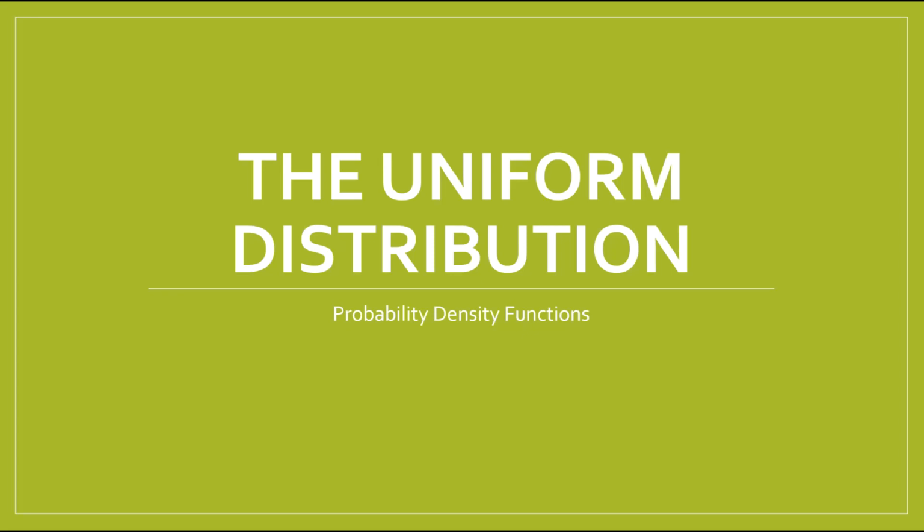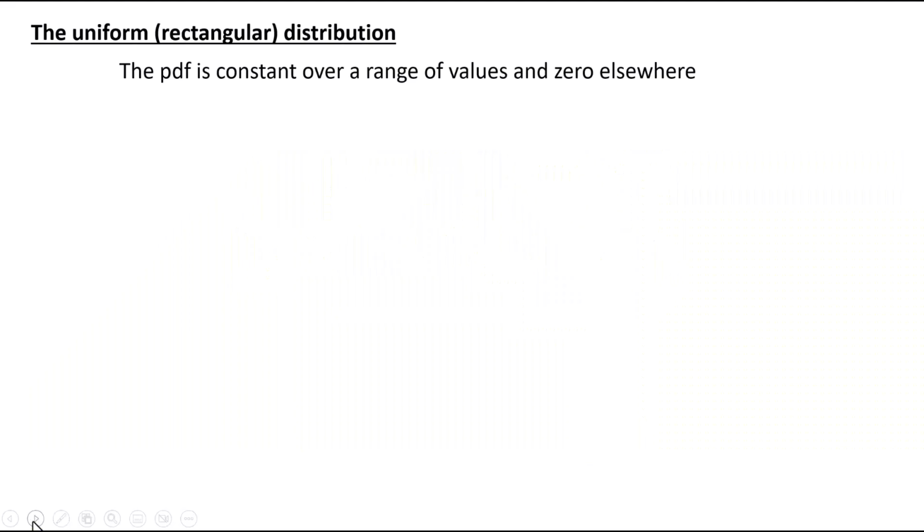Okay, in this video, we're going to talk about the uniform distribution, which is just a special type of probability density function, which we've already talked about. So the uniform distribution, also sometimes called the rectangular distribution, is a probability density function that is constant over a range of values and zero elsewhere. So let's look at what this would be.